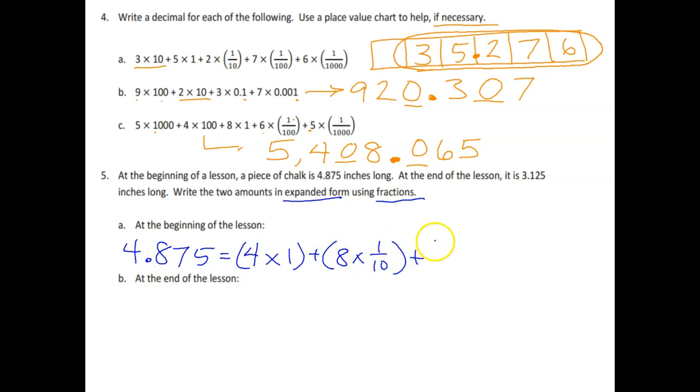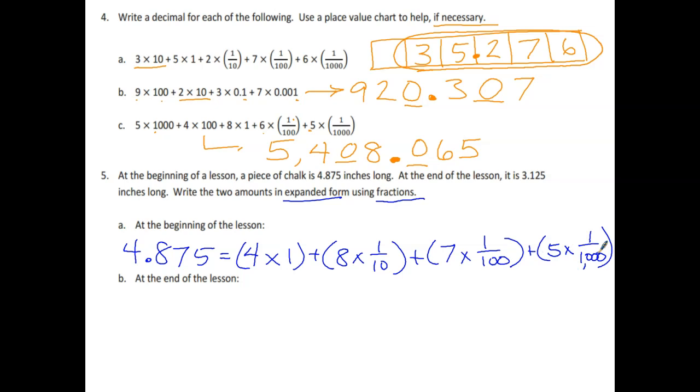Now we have 7. 7 times what? 7 is in the hundredths place. 1 over 100 is equal to 1/100th. So 7 copies of 1/100th is going to be 7/100th. And last but not least, 5 times 1 over 1,000.